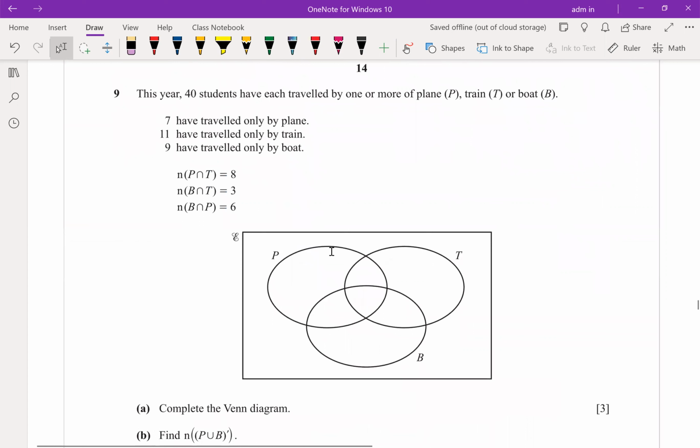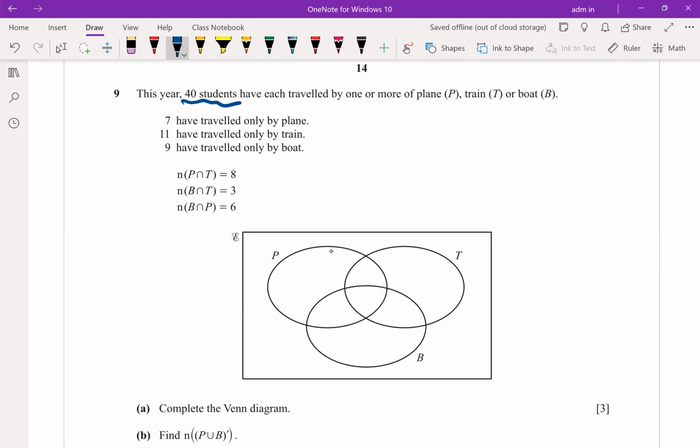Question number 9. If we have 3 sets, you can start with the common of all P, T, and B, then P and T, then B and T, P and B, then complete the outside. What is the total? 40. There are 40 who traveled by one or more. We have either plane, train, or boat. Plane we name P, train T, boat B.